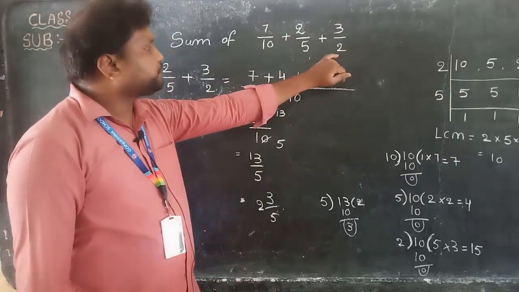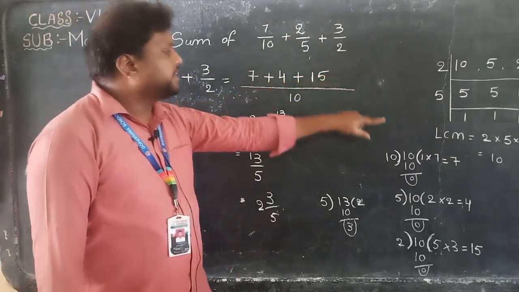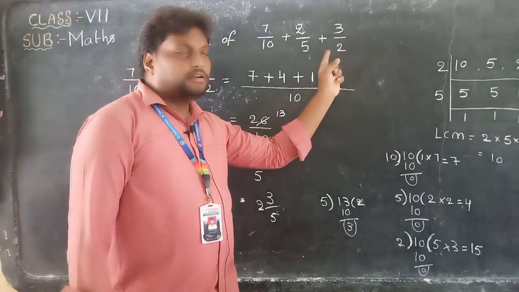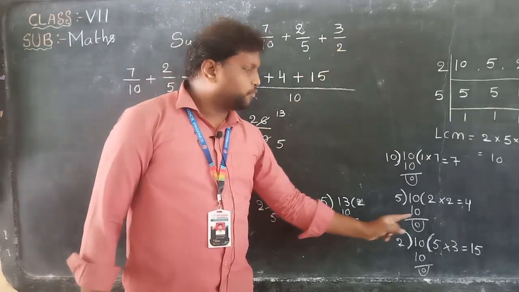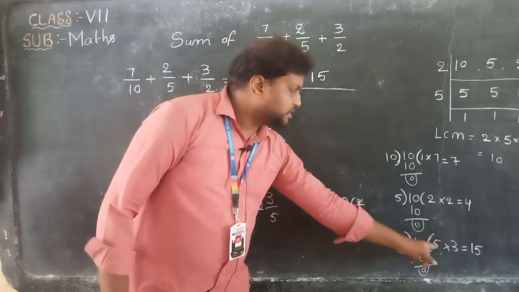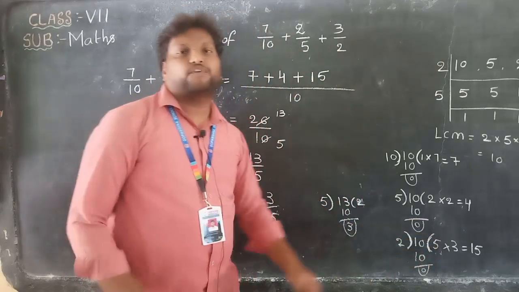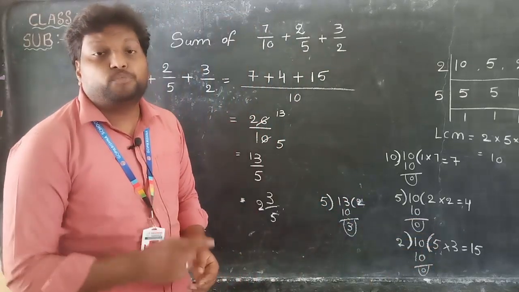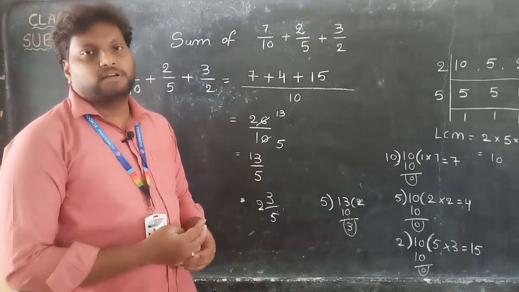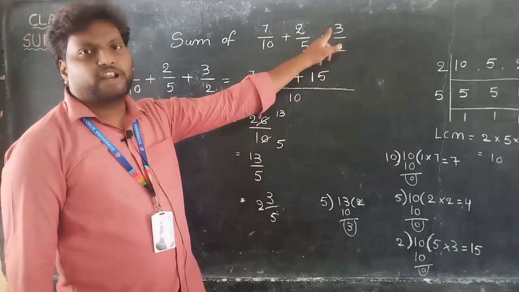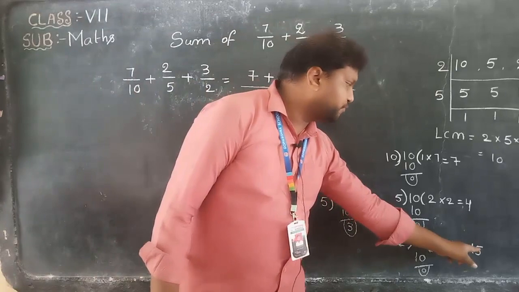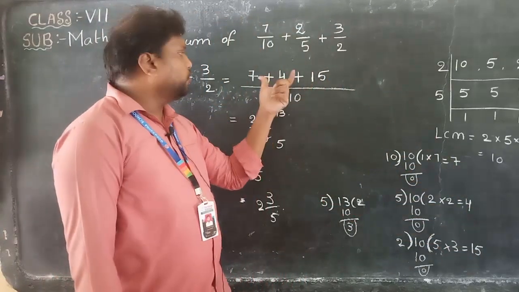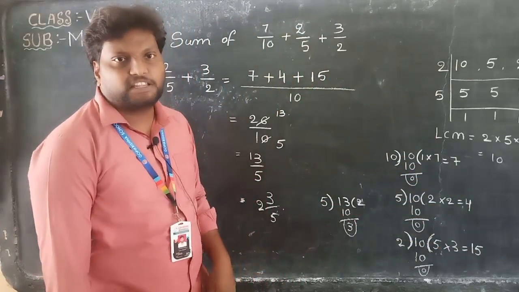Next, the third one. Observe, the LCM value 10 divided by 2 is 5. That coefficient 5 again should multiply with the numerator of the same fraction. What is the numerator of the same fraction? 3. So 5 threes are 15. Write the 15 here. The symbol between them is plus, which is nothing but addition.